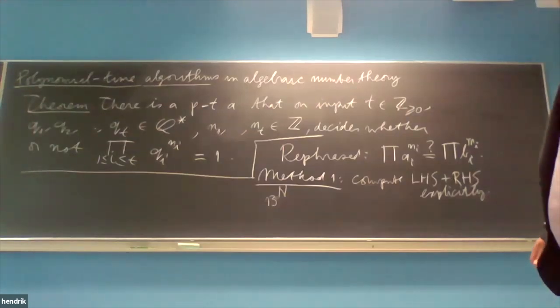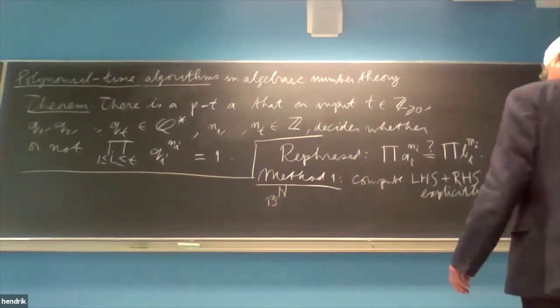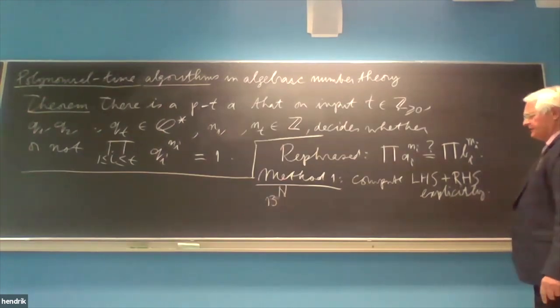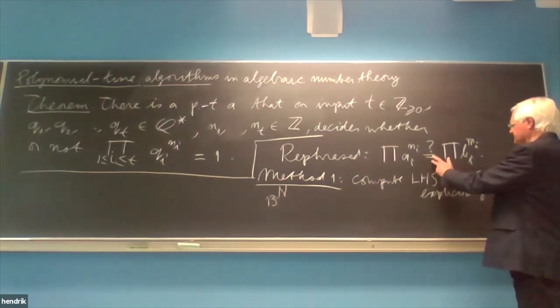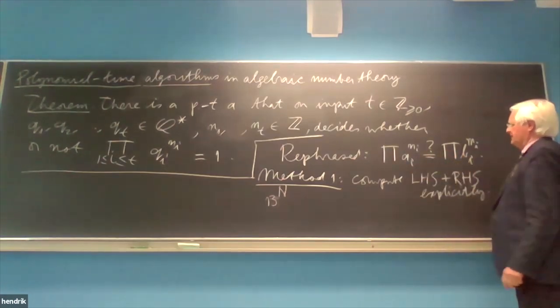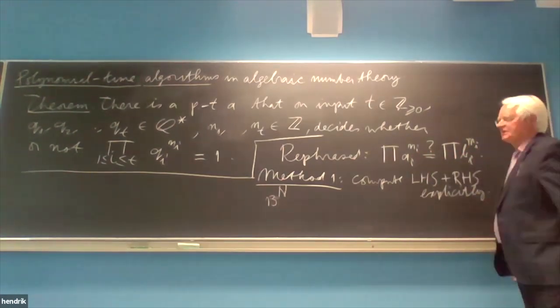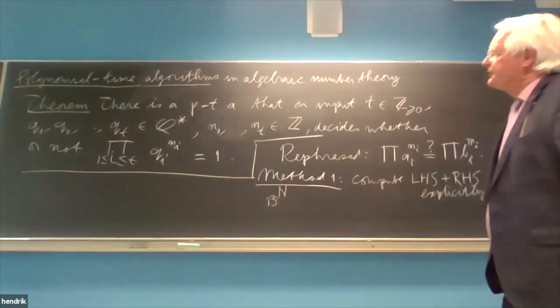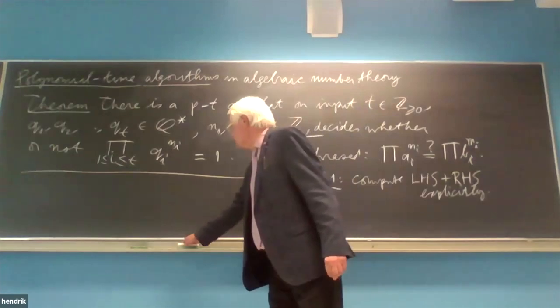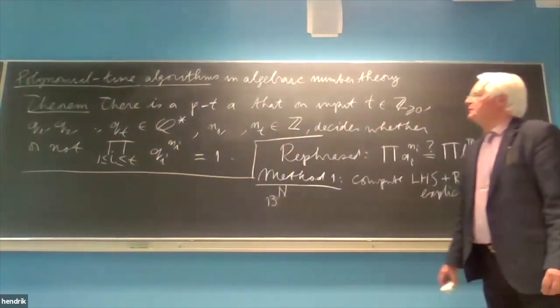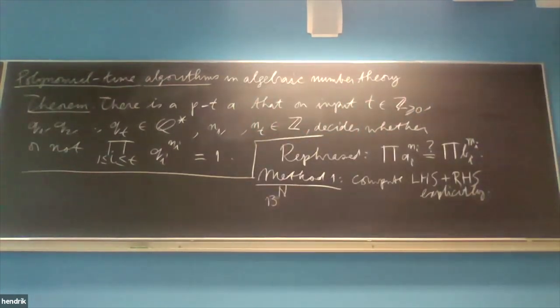So that is method one. Method one, it is not fast, but it does have an advantage, which I do not know how to do in polynomial time. And that is, if the numbers are different, the method will also tell you which of the two is larger. And deciding which of the two is larger, I do not know whether that can be done in polynomial time. So there you see one of the problems that you encounter and that we will have to fight.